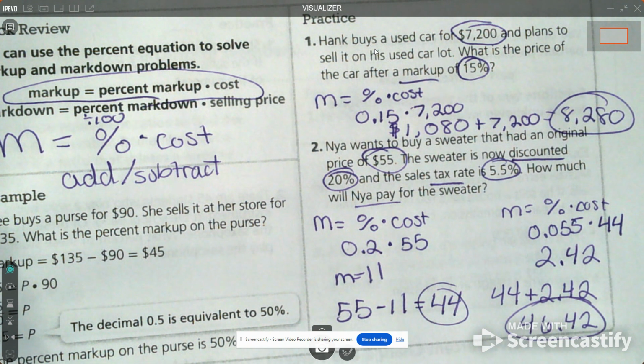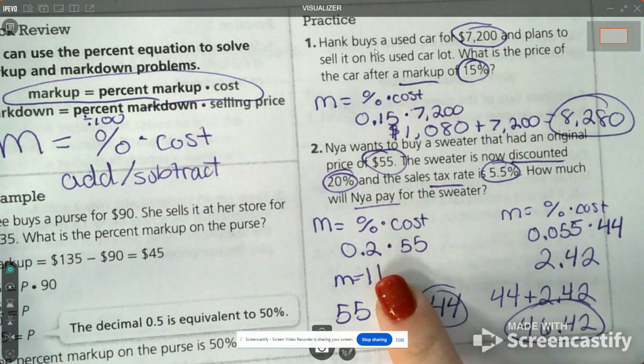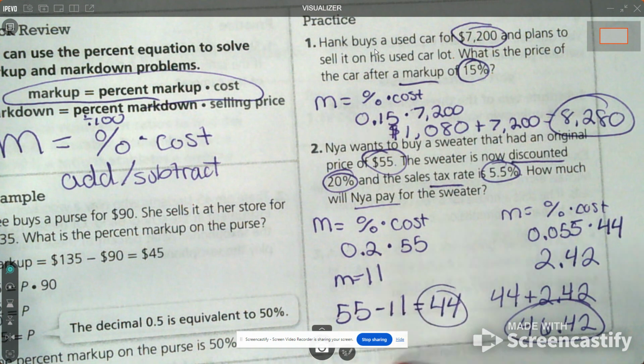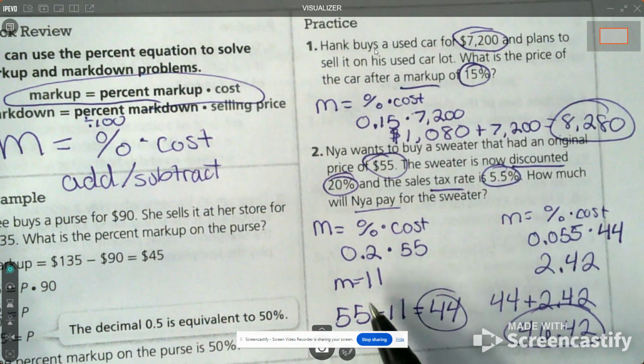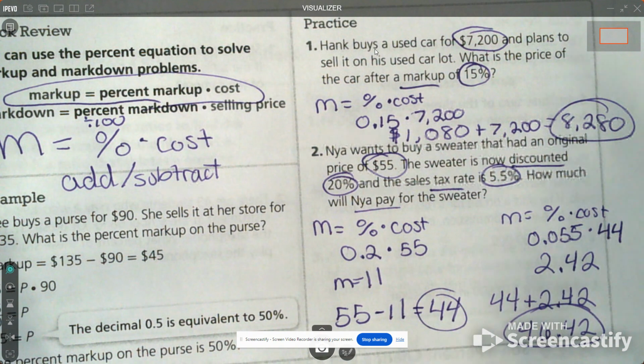Okay, so both of these, you're just multiplying the percent times the cost. But you have to pay attention if you're supposed to add or subtract. On your test, you will get some points if you get to the M, but you won't get all the points because you didn't add or subtract. So make sure, that was the biggest thing that happened on the test last time, is that you all would not read the question to figure out what it is asking. It's not asking for how much money they saved, it's asking for the total. So that's when you have to add or subtract. Any questions on markup and markdown?